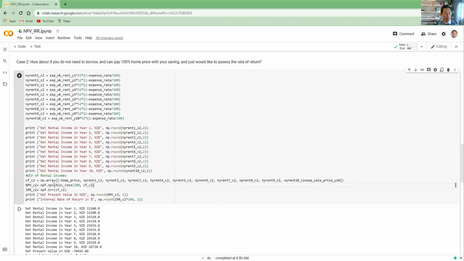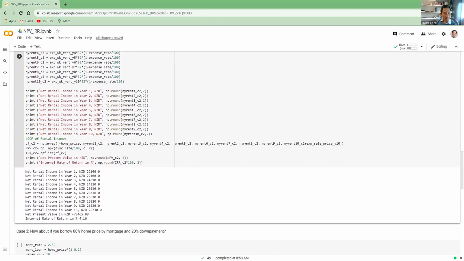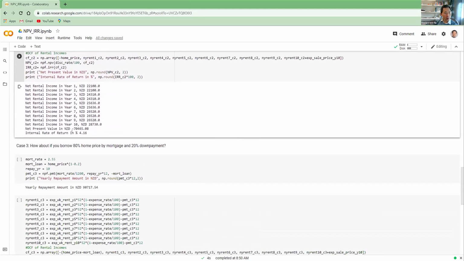Okay, let's take a look at the difference. And here you will find that, wow, the net present value becomes very negative, and the internal rate of return is just 4.16%, even less than the loan rate. So you will find that if you pay on your own, because of the high loan rate in this scenario, then this investment method makes a lower internal rate of return.